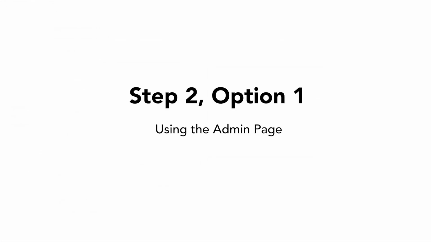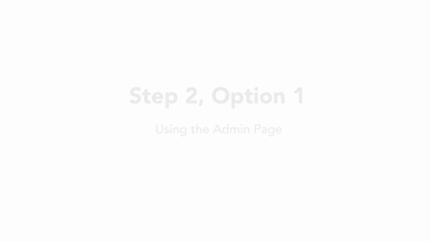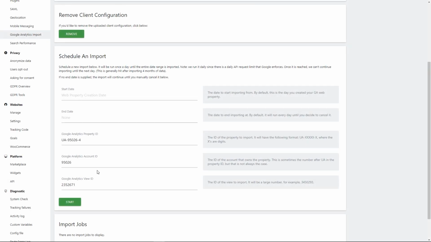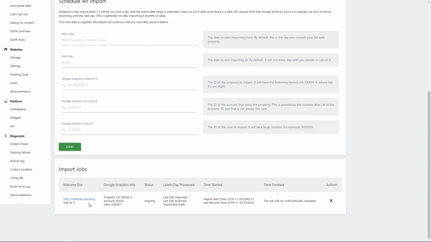Step 2, Option 1. Using the admin page. To use the admin UI, go to the Google Analytics Import admin page. Then fill out the Schedule and Import form and click Start. As the import continues, you will be able to monitor progress through the Import Jobs table below. You can refresh the page to get an updated status at any time. Once the import is marked as finished, feel free to delete the status. Or if an import fails, you can view the logs located in the URL displayed here. There should be one for each job.